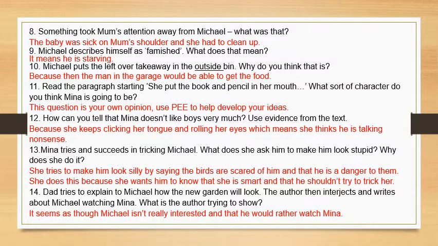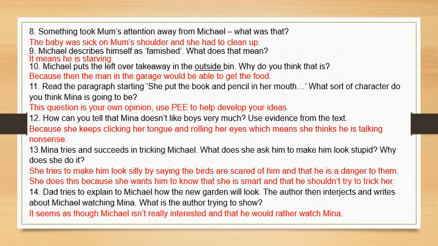Read the paragraph starting, she put the book and pencil in her mouth. What sort of character do you think Mina is going to be? So this is your own PEE question, and you need to use it to develop your ideas about what type of person you think she's going to be. And number 12 is PEE, but I've given you a bit of a clue because she keeps clicking her tongue and rolling her eyes, which means she thinks he is talking nonsense. Okay, she rolls her eyes every time he speaks.